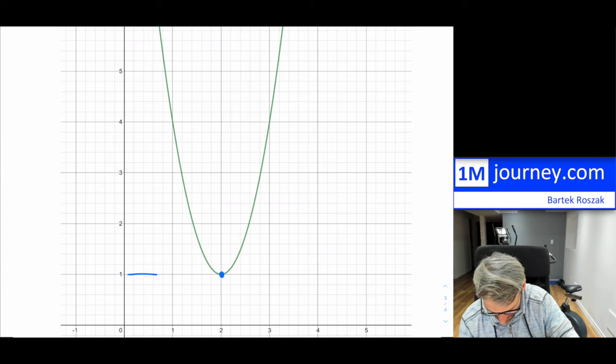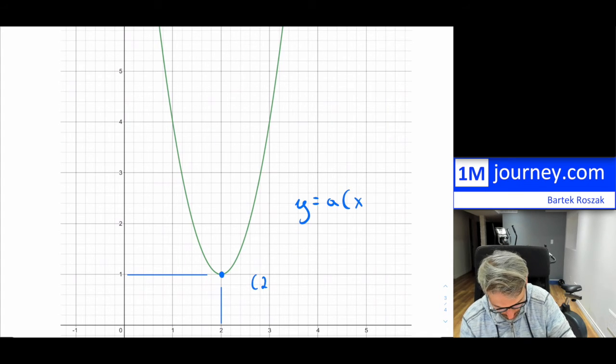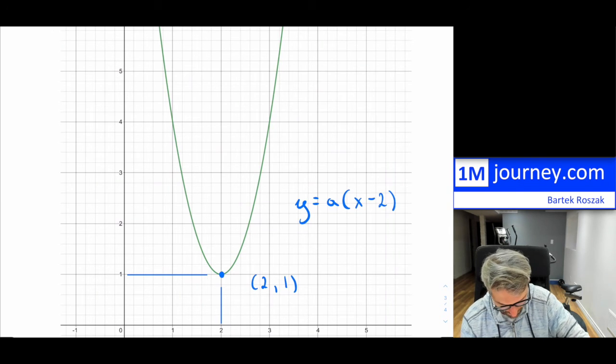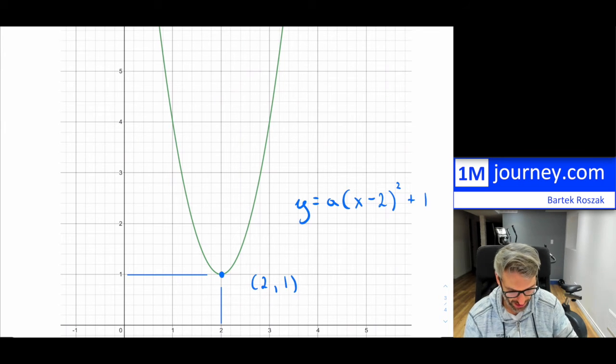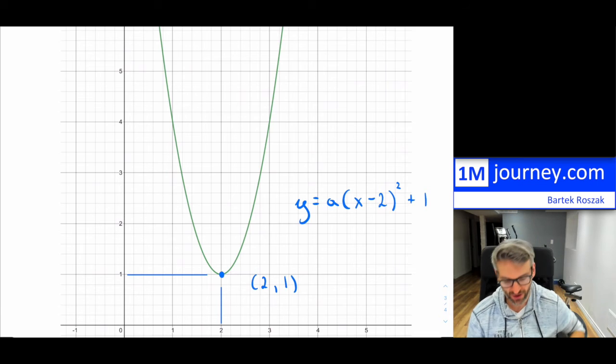Notice these are the values. That's my vertex, and then the line of symmetry would go through that x. So right away I know y is equal to a, then I have x. Now my vertex right there is 2, 1, so this is going to be minus 2. You have to remember that from the formula. And then the y value is always plus 1. So now you have almost figured out the entire thing.